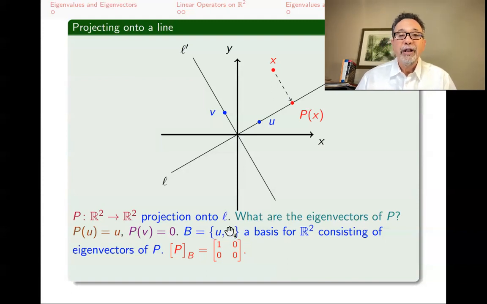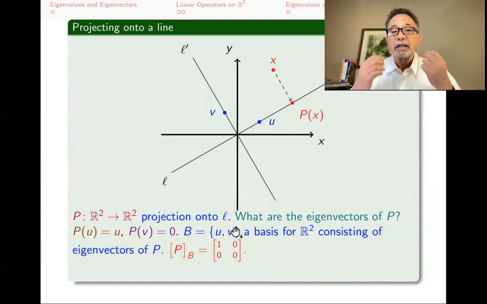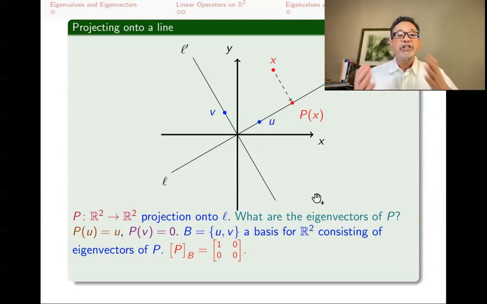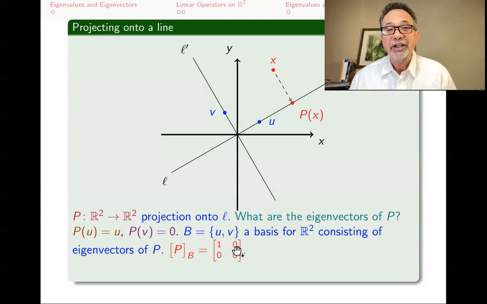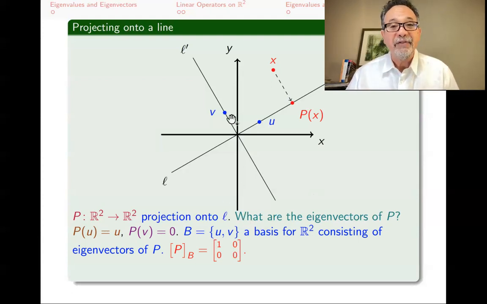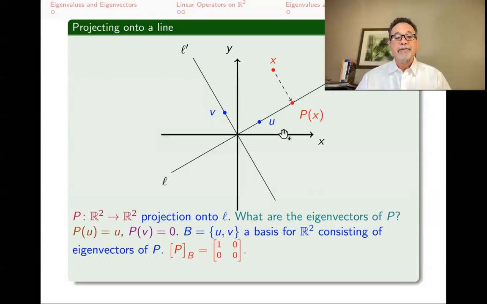And what about v? P of v is 0. So you start with v, you apply P, you get 0. Then you write 0 in terms of this basis. For the 0 vector in terms of u and v, you need 0 u's and 0 v's to get 0. And so the second column is 0, 0. So projections onto this line L have this very nice matrix, as long as you pick your basis to be the eigenvectors of this projection.